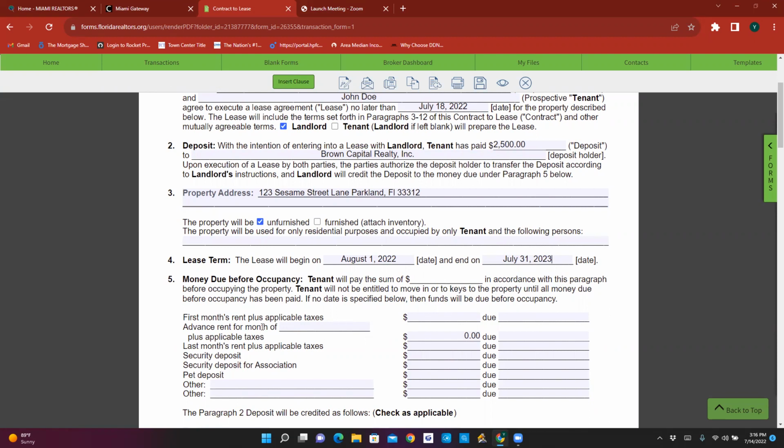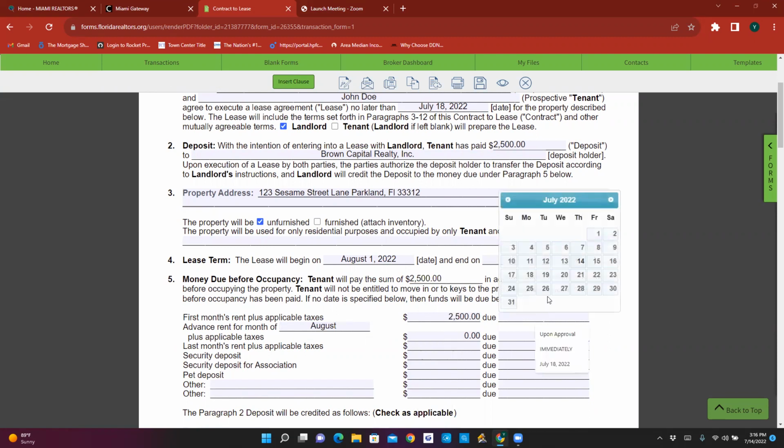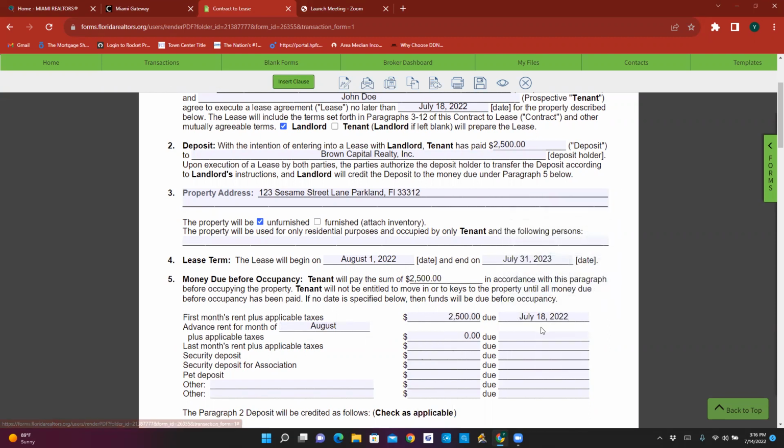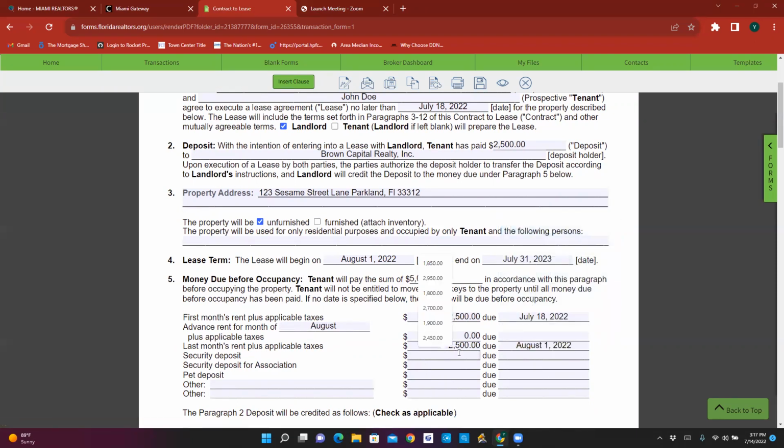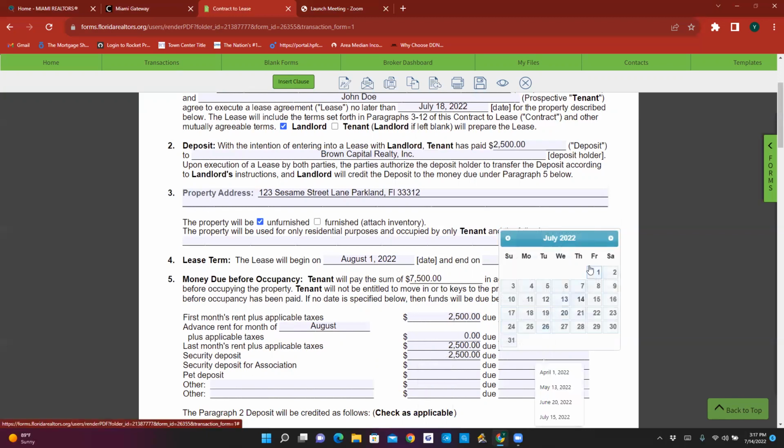So the first line says first month's rent plus applicable taxes. Advance rent for the month of, I'll put August. Rent, $2,500. Due July 18th. Taxes is 0. Last month's rent. Due August 1st. Security deposit. If the security deposit is the same as 1 month's rent, I'm putting that there.